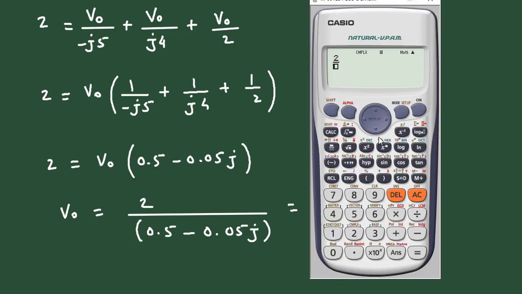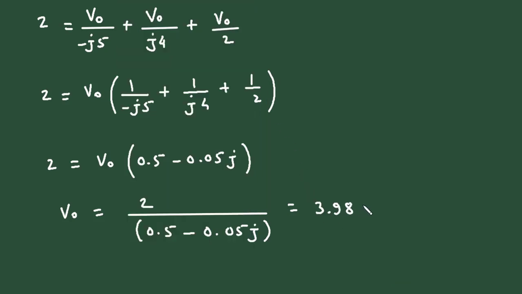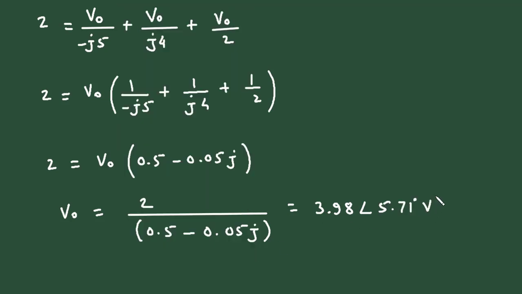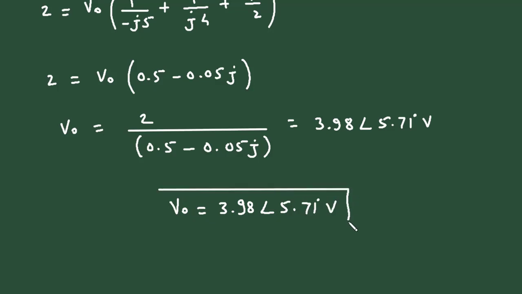it will be 2 divided by 0.5 minus 0.05 into J. It is equal to this much in rectangular form. In polar form, it will be 3.98 at an angle 5.71 degree volt. So this is the answer for VO, 3.98 at an angle 5.71 degree volt. And this is how we can find the value of output voltage VO by using nodal analysis.